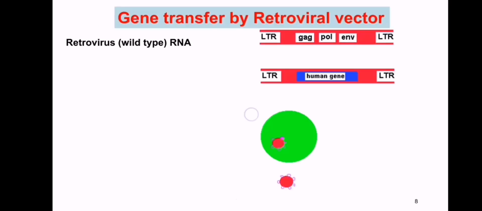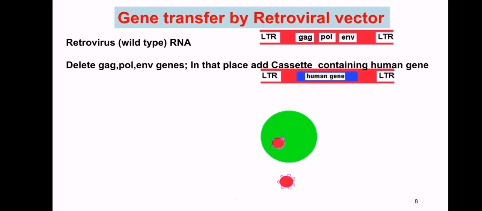Here you can find the retrovirus, which is of the wild type or the original type, with its RNA sequence: LTR, GAG, POL, ENV, LTR. Next, during the gene transfer, delete the GAG, POL, and ENV genes and place, instead of the set of three genes, a normal human gene, which is the gene of interest.